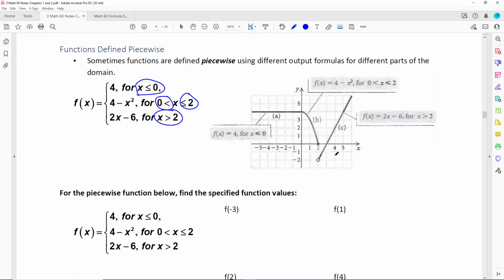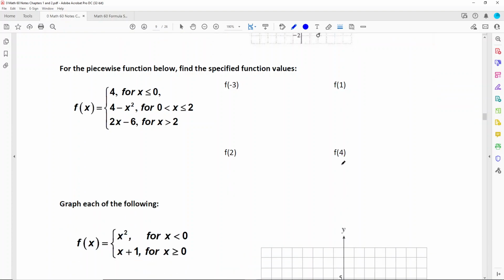Now I quite enjoy these. I find students either like them or hate them, but I'm going to start with a warm-up. If I give you this piecewise function, a function defined by different pieces, and I say, find the value of your function at -3, what I'm telling you is that -3 is going to fit into one of these domains.